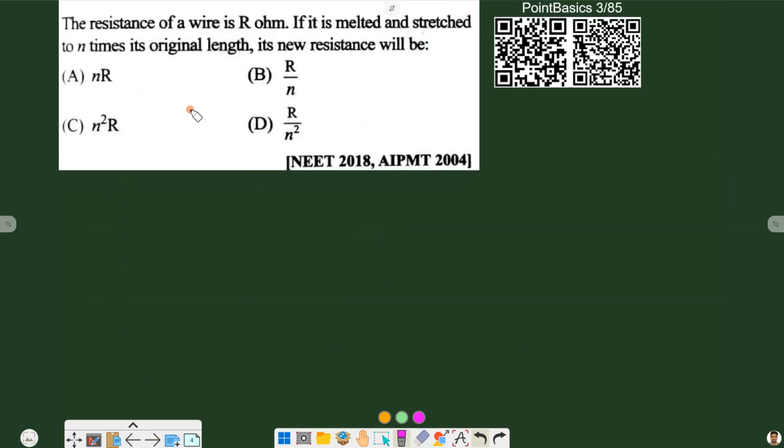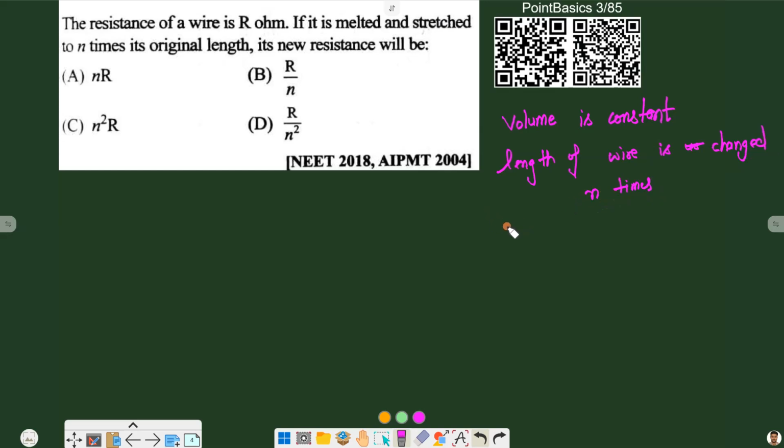Next question. The resistance of a wire is R ohm. It is melted and stretched to n times of its original length. Its new resistance will be? So we know, if you have solved these type of numericals, that if volume is constant and you change the length of a wire, volume is constant and length of wire is changed n times.